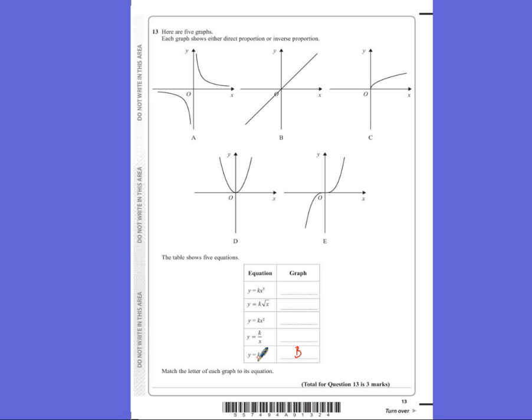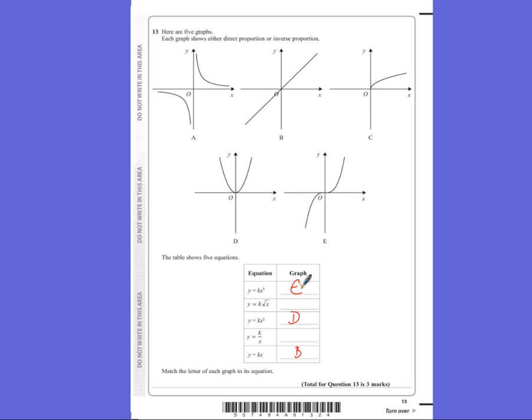The second one I'm going to look at is the next one that I know the shape of, which is this quadratic here. So a parabola means it's a quadratic, and the quadratic one is here. So kx squared. So x squared is quadratic, so that must be D. The next one I'm quite familiar with is this one, which is a cubic graph. So a cubic graph is an x cubed graph, so this one is E.